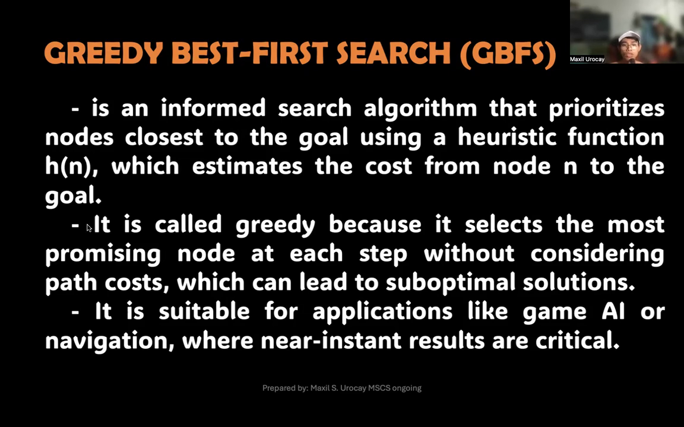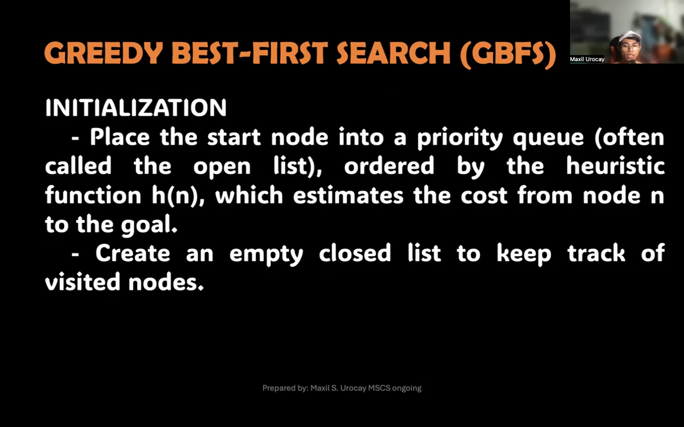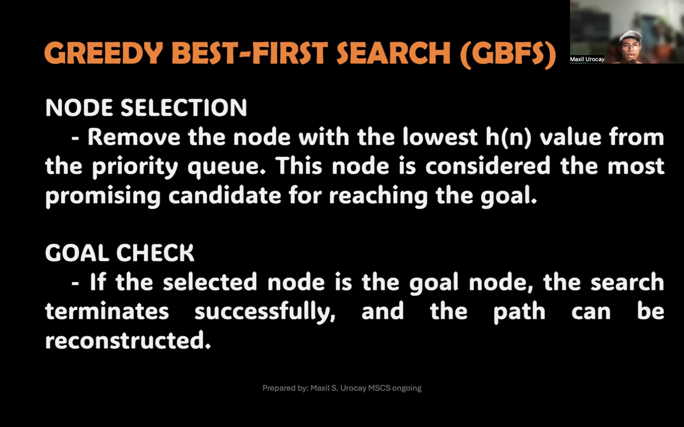In this case, class, the steps are: initializing, node selection, goal checking, expansion, and repeat until the goal is found or the queue is empty. You are actually using a queue here, but technically I don't want you to deal with a queue in the examination, because I don't want you to have a lot of writing, since inserting into a queue structure would be a long process.